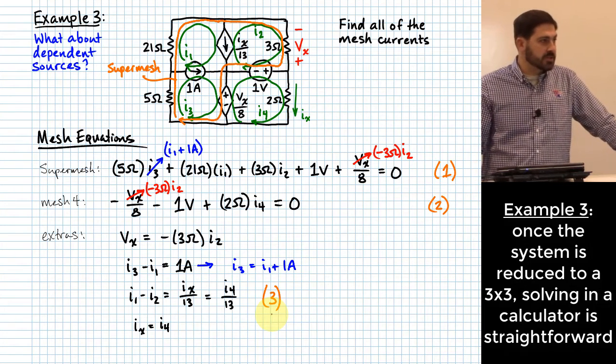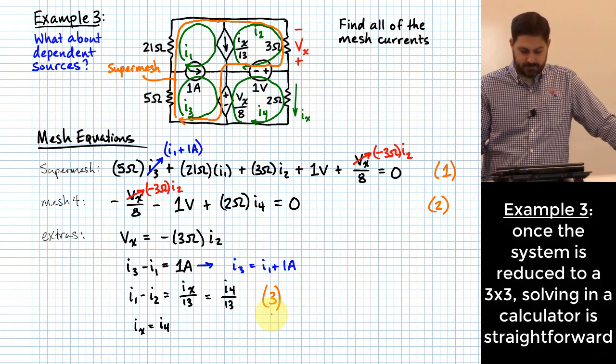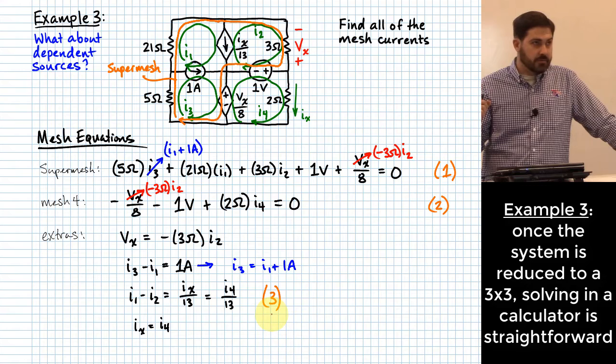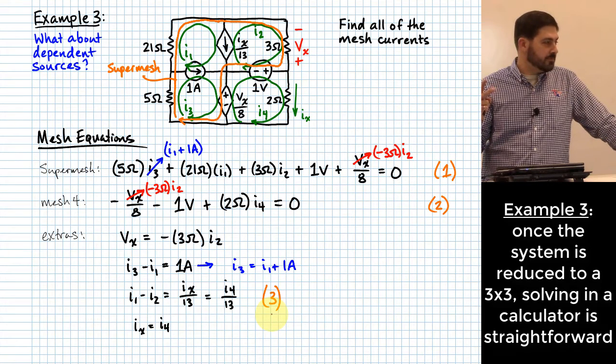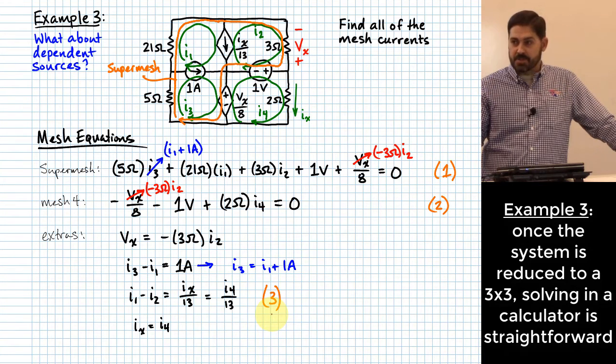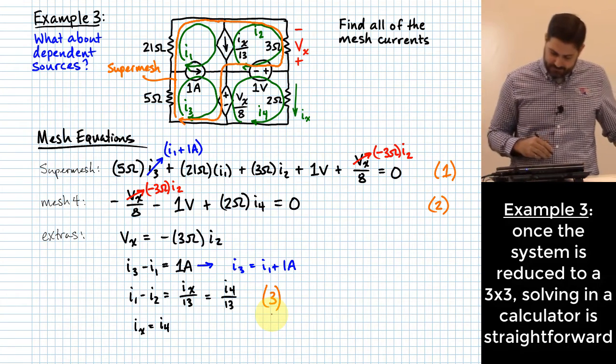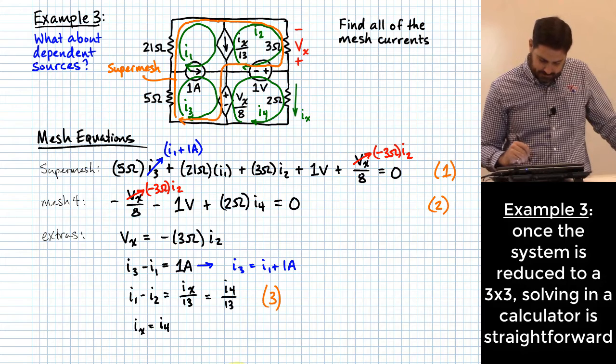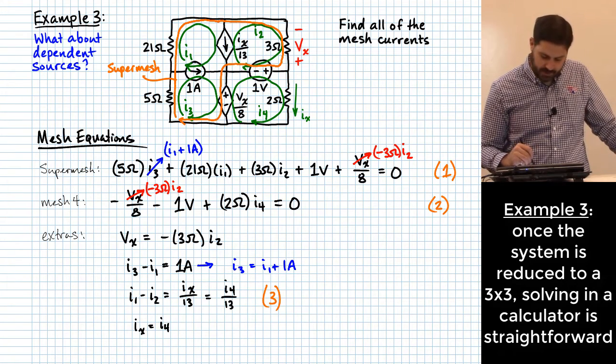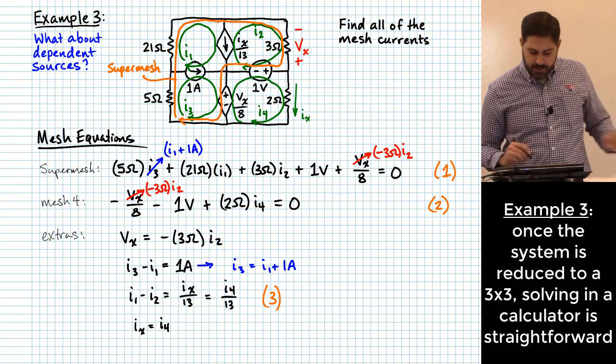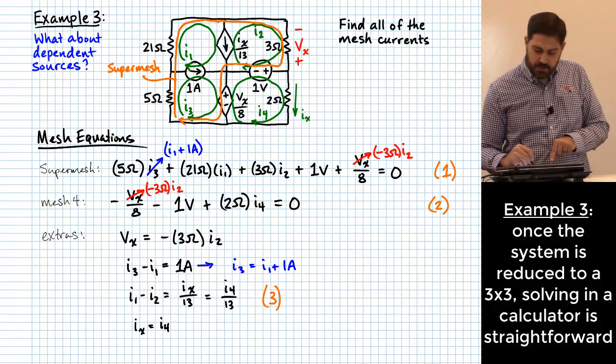Between those 3 equations, how many unknowns? I1, I2, and I4. I just created a 3x3 system, right? A couple of easy substitutions. Now I've got a 3x3 system. So now what? Rock and roll, right? Actually, I have this set up again for you so that you can see what this would look like once you enter it into your calculator.